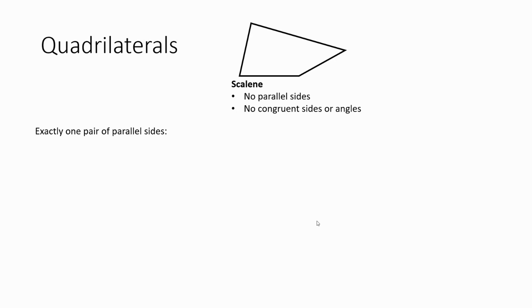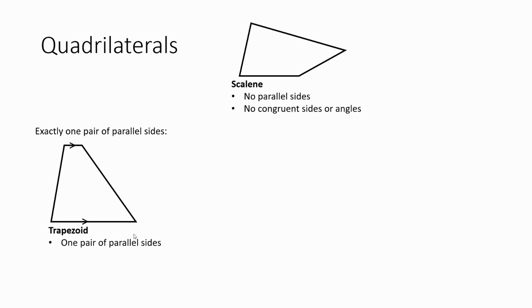Let's increase the amount of order in our shape. Let's suppose we have a pair of parallel sides, exactly one pair of parallel sides. This shape is a trapezoid. You can think of it as a triangle that has had the tip cut off parallel to the base. So we could have carried on these two sides and we'd have a triangle, but we cut it off parallel to the base. That shape is a trapezoid. One pair of parallel sides.